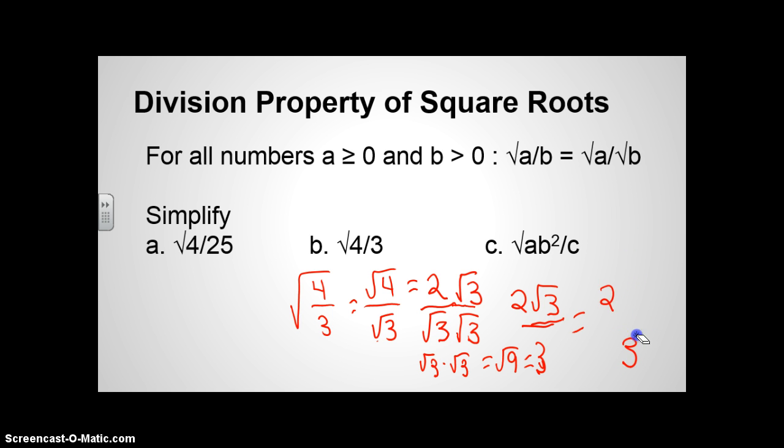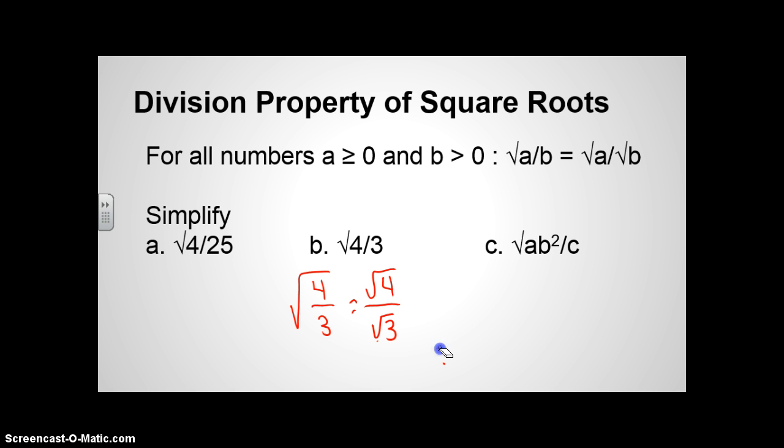Let's do C. So for C, what we have is the square root of AB squared over C. Notice B squared is a perfect square, so I can pull that out and put it in front of the radical. So I'm actually going to have B outside my radical times the square root of A, all over the square root of C. Again, you cannot have a radical symbol as the denominator.